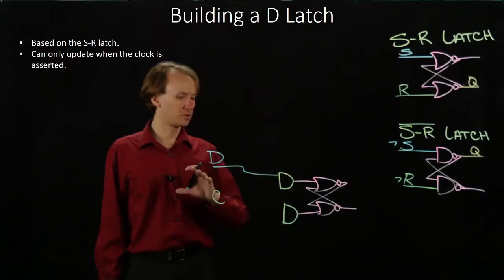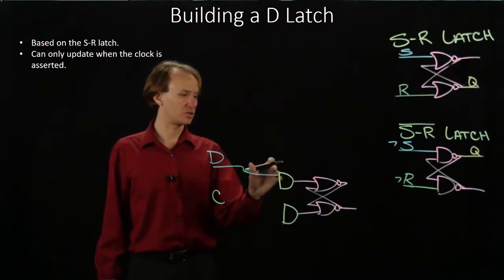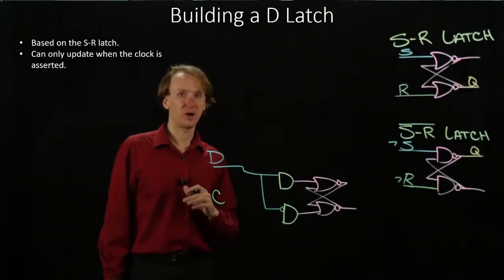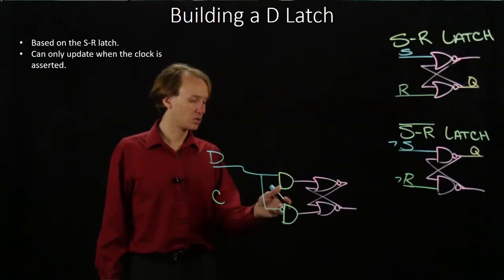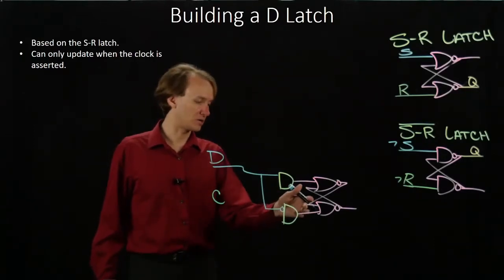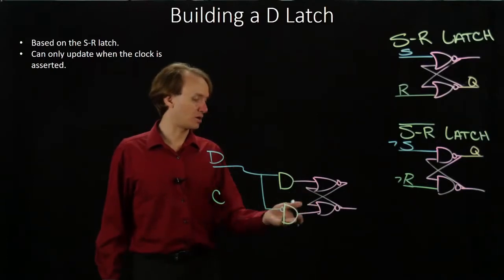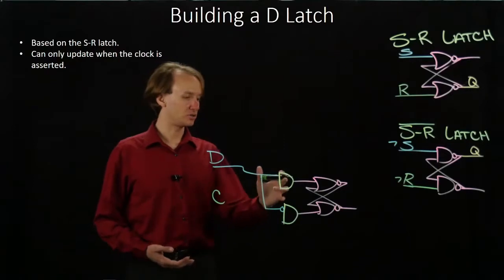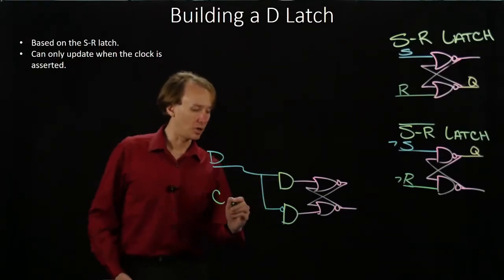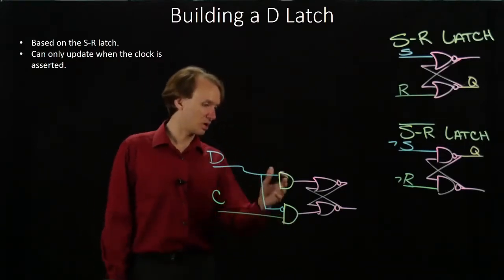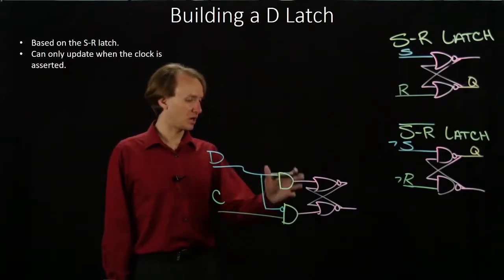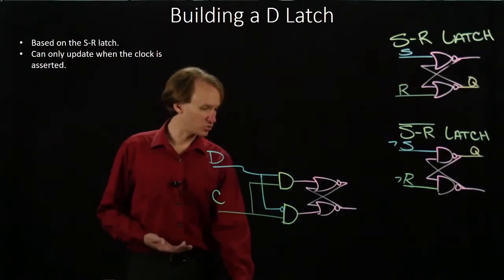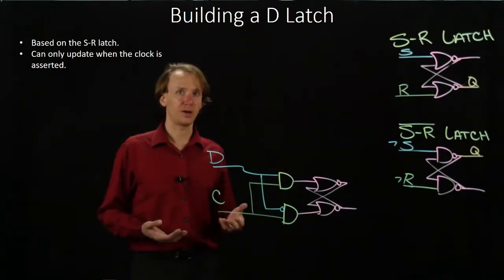I'm going to just pipe the data directly to the first AND gate on the top. If I'm interested in resetting, then I'd want the negation of my data. My data would be 0, so the negation of 0 would be 1, and then I could potentially have a 1 on the reset line. My control signal, though, will just get fed directly to both of those AND gates. That way I can say, if I want to update my SR latch, then I can do so. But the D latch will only update if the control signal is 1.